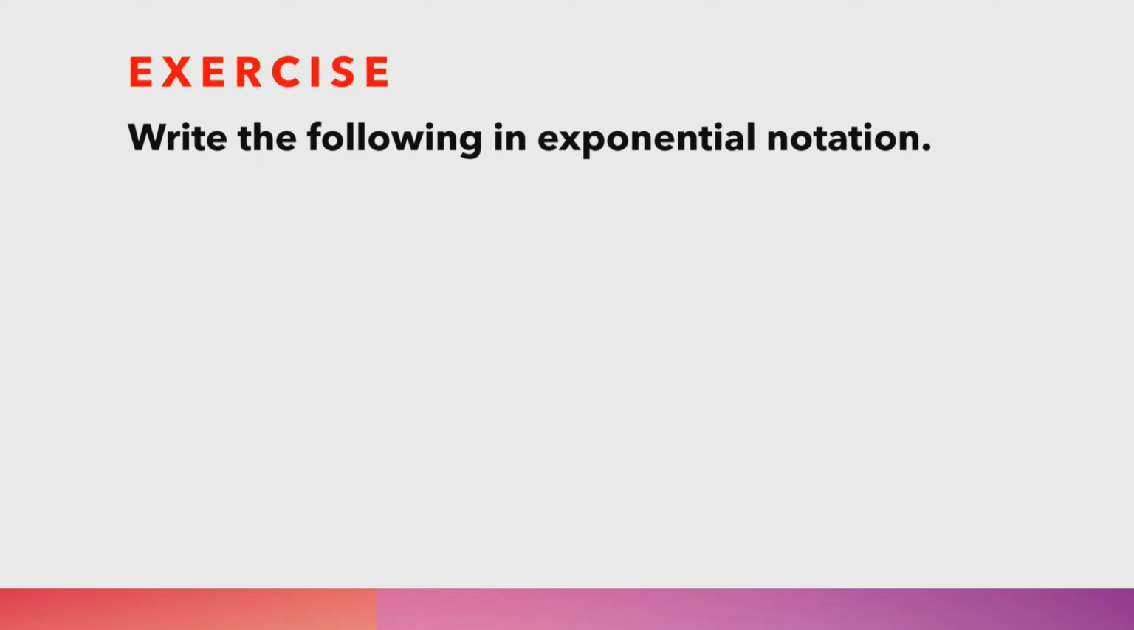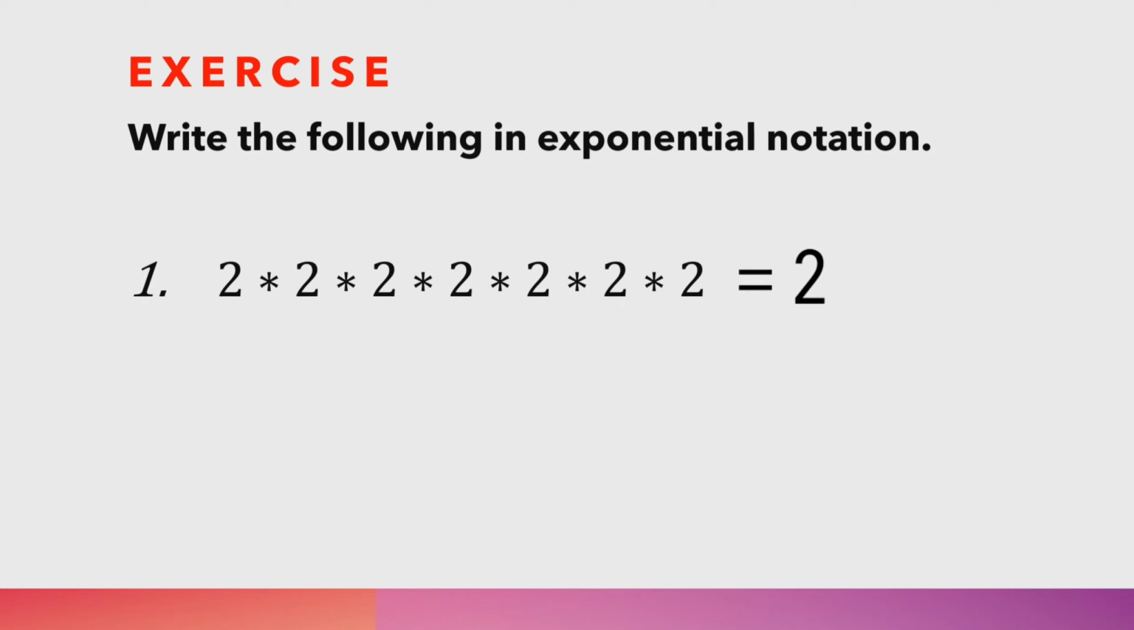Let's go ahead and have some exercises. Write the following in exponential notation. Okay, so let's have example number 1. Since we have factors of 2, our base will be 2. The next step is to count how many 2's are being used in the given. So let's count: 1, 2, 3, 4, 5, 6, 7. So the exponential notation of this is 2 raised to 7, or 2 to the power of 7.